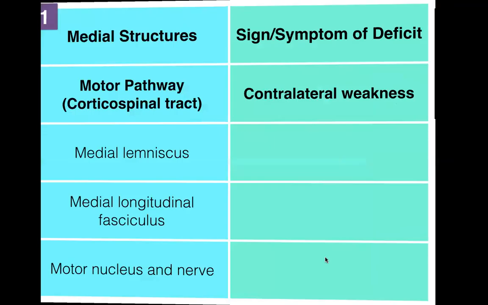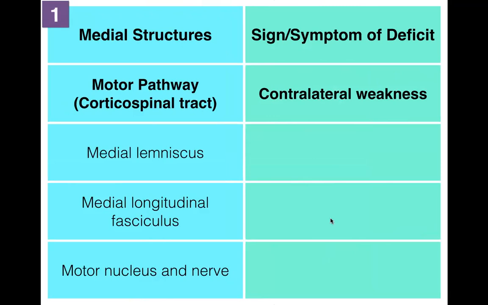Let's start first with the medial structures. This would include the motor pathway, otherwise known as the corticospinal tract, the medial lemniscus, the medial longitudinal fasciculus, and the motor nucleus and nerve of cranial nerves number 3, 4, 6, and 12. Let's start first with the motor pathway. The formal name, of course, is the corticospinal tract. If there's a lesion affecting this pathway anywhere along the brainstem, the manifestation is contralateral weakness or paralysis.